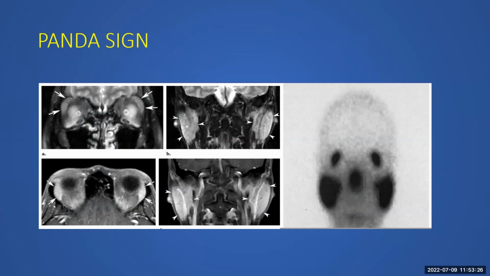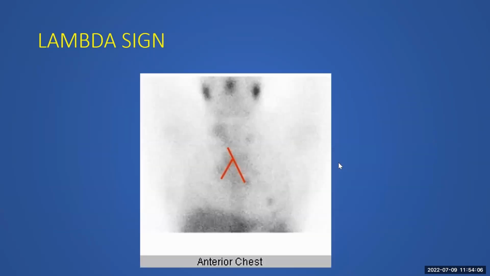A few other signs, because you have involvement of head and neck structures also. So you have on gallium scanning what's known as the panda sign. Here you have involvement by sarcoid of the lacrimal glands and the salivary glands, your parotid there. The panda sign. This structure here is really lymphoid tissue within the nasopharynx. This can be physiological, it's not necessarily involved by sarcoid, but this sort of picture is what gives you your panda sign.